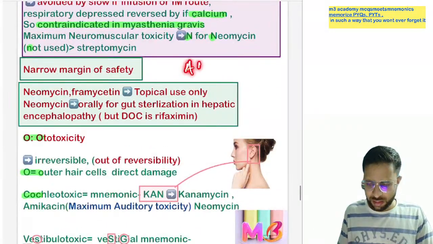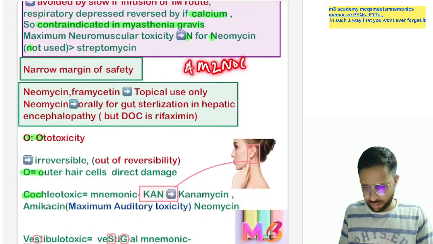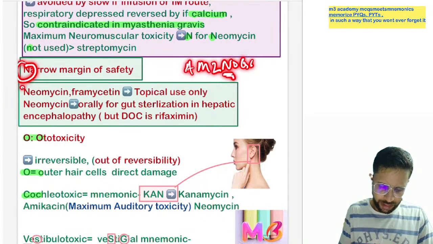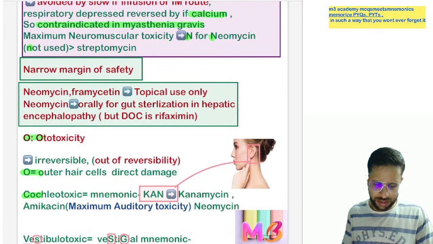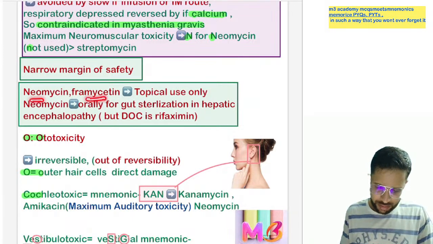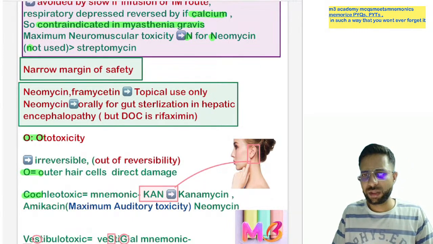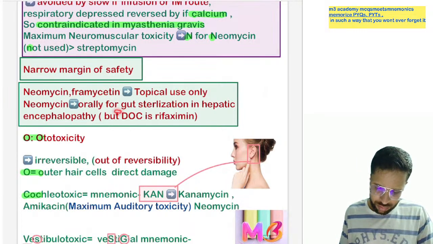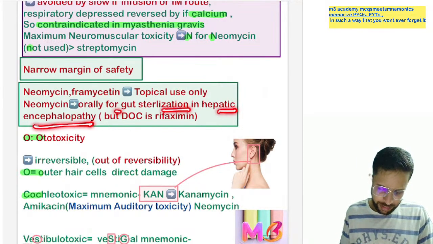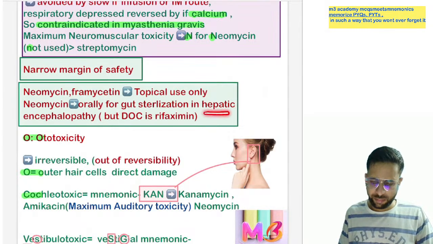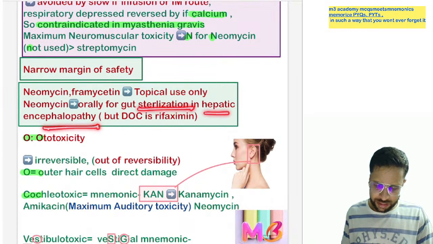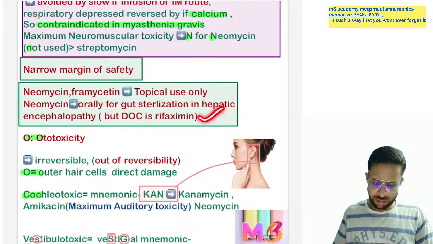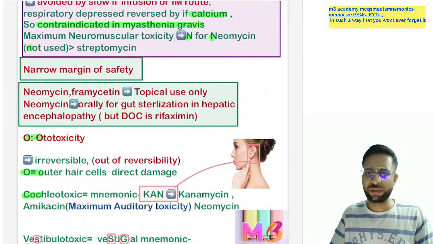Again, in the full form of aminoglycoside, another N you can remember is narrow margin of safety. And neomycin is for topical use only because it is highly nephrotoxic. Neomycin is used orally for gut sterilization in hepatic encephalopathy. In hepatic encephalopathy, for gut sterilization we can use neomycin, but the drug of choice is rifaximin, and we also use lactulose.